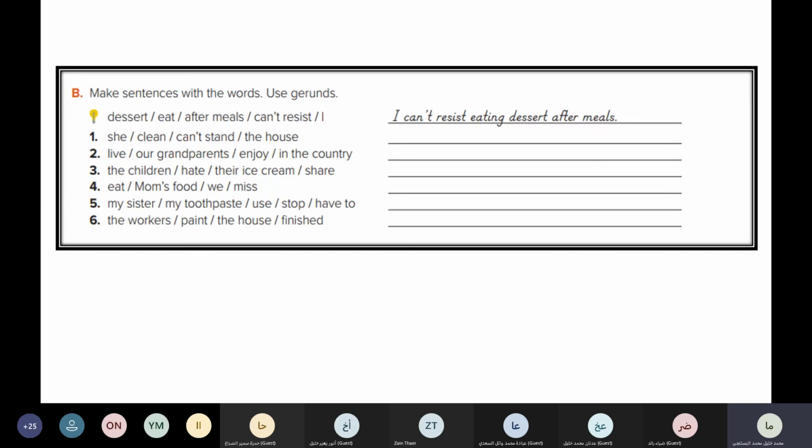Let's move to the next exercise. Exercise B. We are going to make sentences with the words. We are going to use the gerunds after the certain verbs that we studied before. Okay. Number 1. May I start the first?